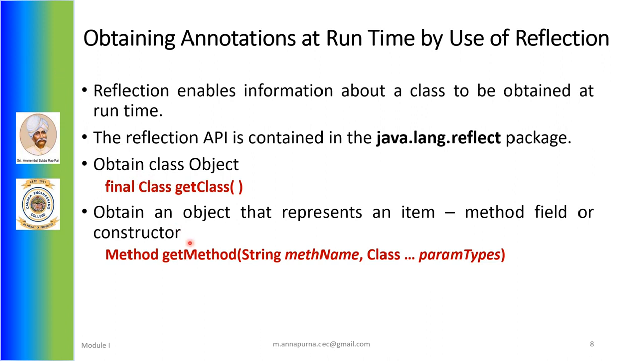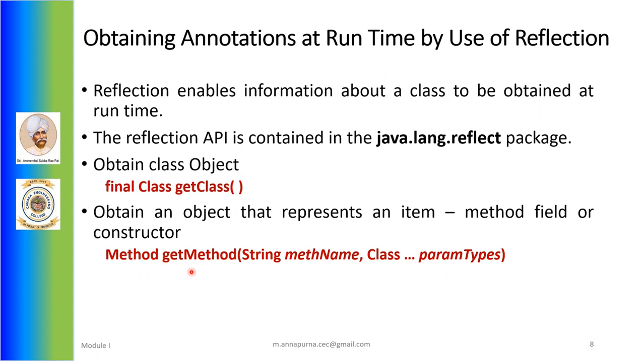The name of the method is passed in methodName. If the method has arguments, then Class objects representing those types must also be specified by paramTypes. Here, paramTypes is a varargs parameter, which means that we can specify as many parameter types as needed, including zero. The getMethod method returns a Method object that represents the method. If the method cannot be found, a NoSuchMethodException will be thrown.